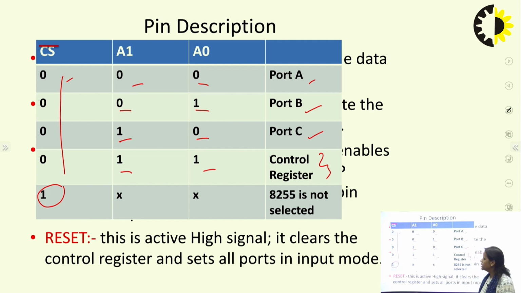So, the main thing is to first select the chip. For selecting the chip, 0 should be provided here. Then the reset, this is an active high signal. It clears the control register and sets all ports in input mode.